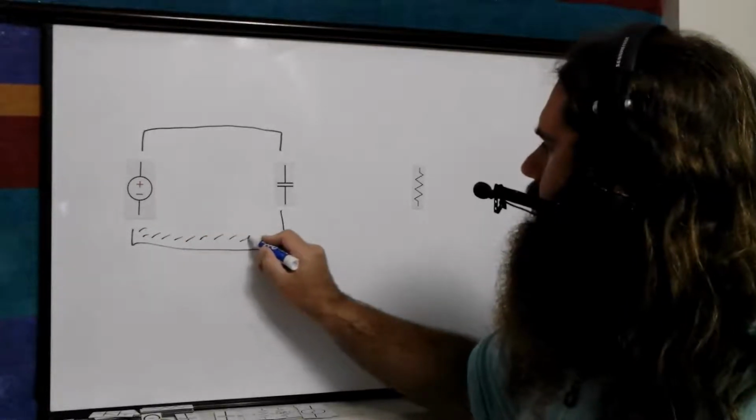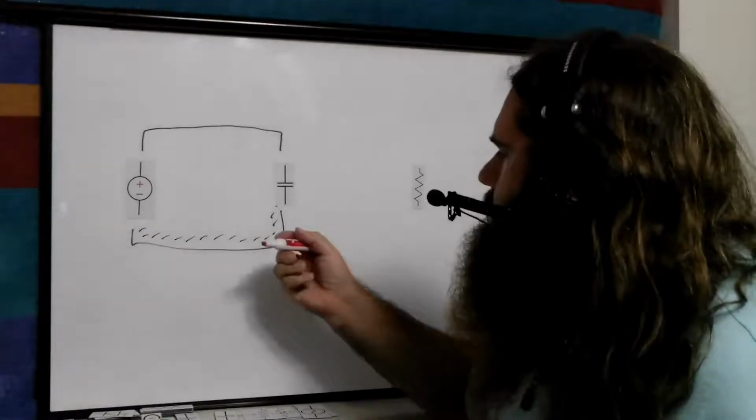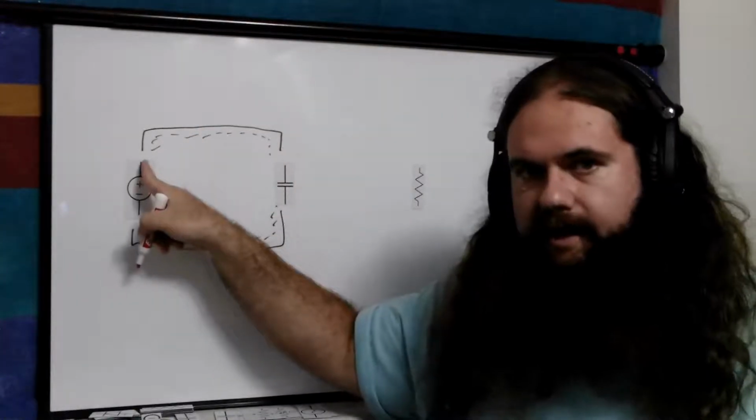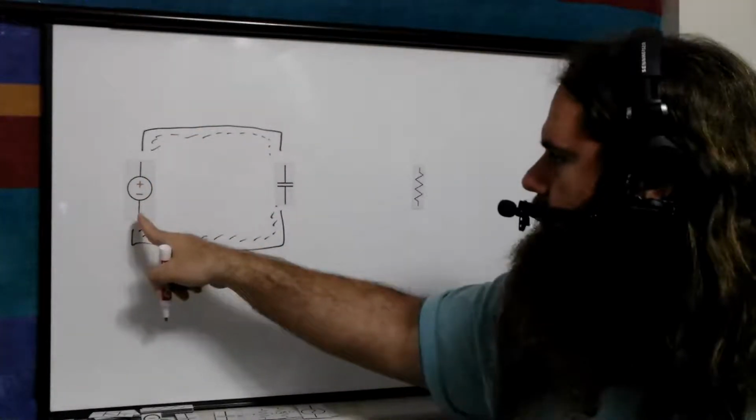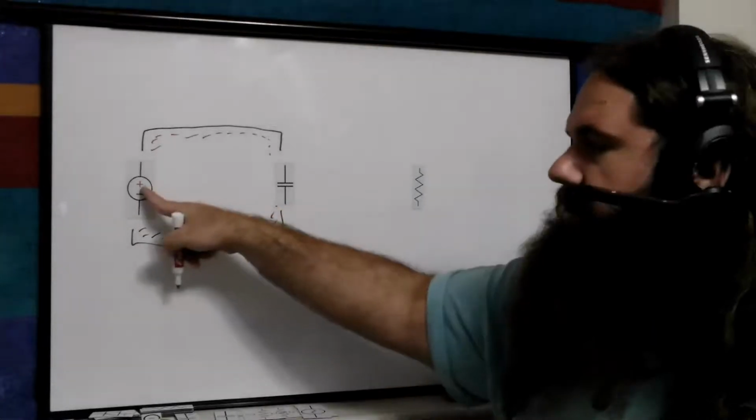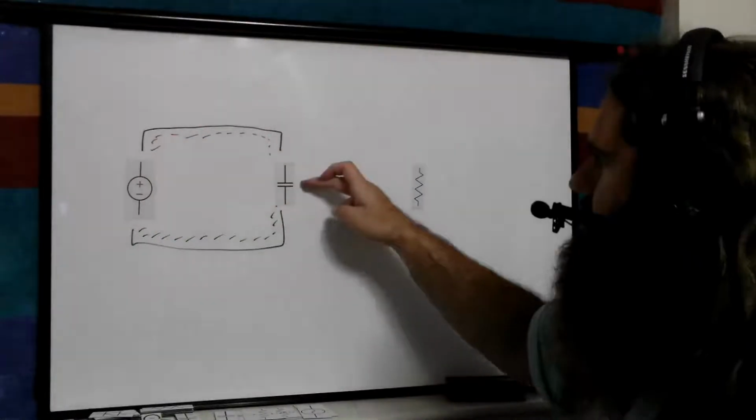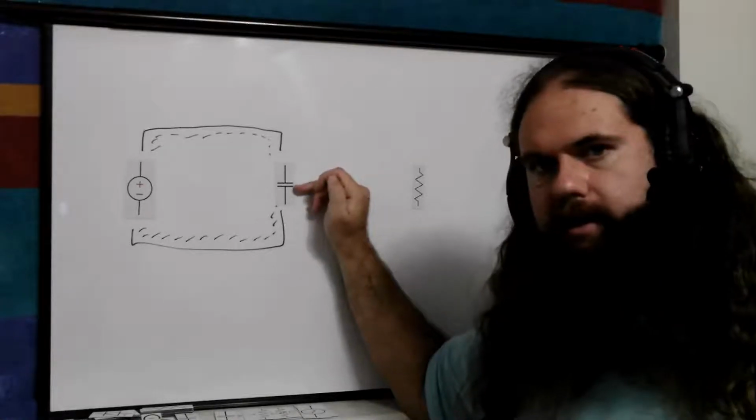spreads along here to there. The positive electric field spreads here to here, because this side has positive charge, this side has negative charge. So this side is trying to push electrons out, this side is trying to pull electrons in. But there's an insulator in there. This is technically an open circuit.